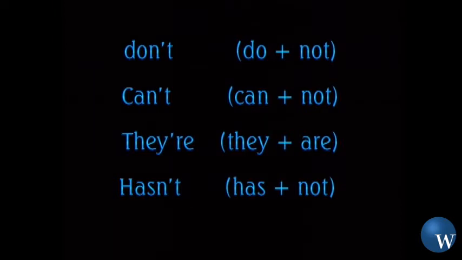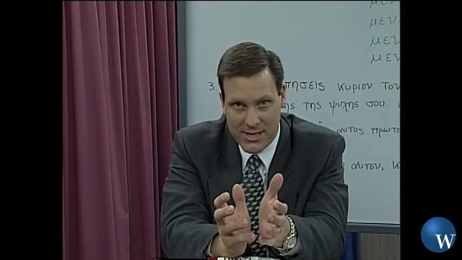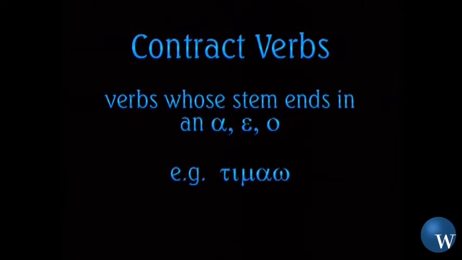Well, in Greek, something similar occurs, and whenever you draw two letters together in Greek, contraction can take place as well. In Greek, there are really two basic groups of verbs that we're concerned about today as far as contraction is concerned, and what happens with the liquid verbs. Let's take a look at the first group, and that is these contract verbs. Contract verbs are verbs whose stems end in an alpha, an epsilon, or an omicron.